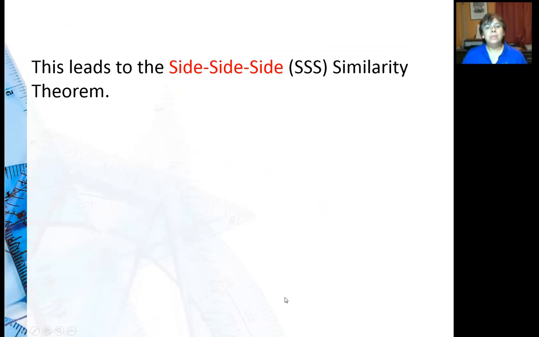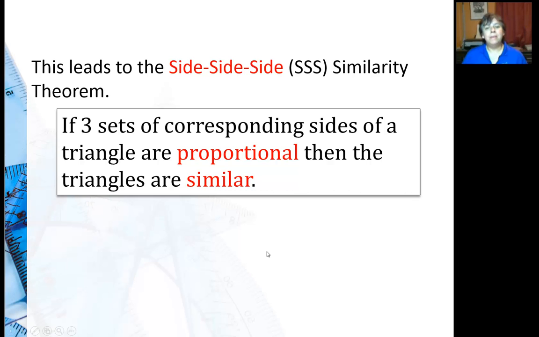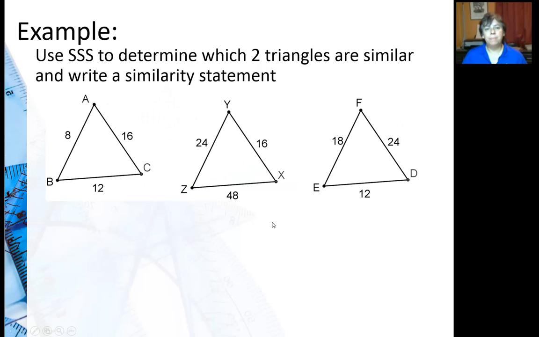Okay, so this leads to the side-side-side similarity theorem, which says if three sets of corresponding sides of a triangle are proportional, then the triangles are similar. Now we're going to do an example. And there are a couple different ways to do this problem. I'm trying to find out which set of sides are proportional.